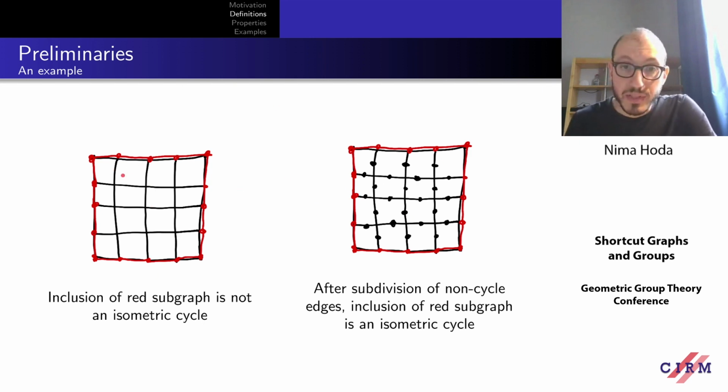Whereas if we were to subdivide each of the edges not in the image of the cycle, then in the resulting situation, the cycle would be isometrically embedded. So, okay.